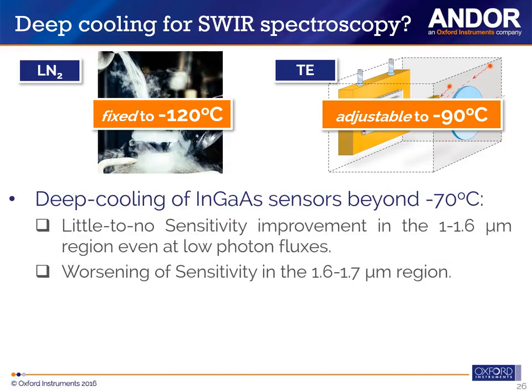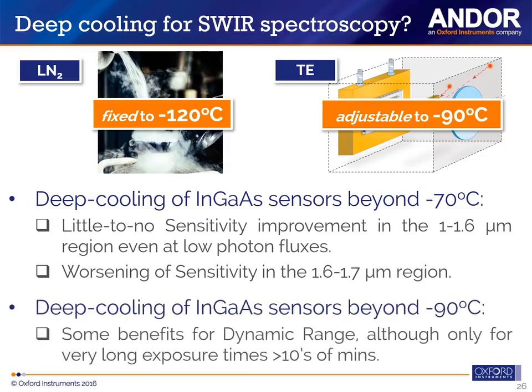Based on the observation we had earlier on, deep cooling InGaAs below minus 70 degrees doesn't really improve the sensitivity, the signal to noise ratio, in the 1 to 1.6 micron region. However, when you're looking at the 1.6 to 1.7 micron region, we have seen that the signal to noise ratio can dramatically degrade because of the shift of the response in quantum efficiency towards the higher energies. We also saw that deep cooling InGaAs sensors below minus 90 degrees does provide some benefits for dynamic range. However, this is only the case whenever you're dealing with exposure times in the tens of minutes.